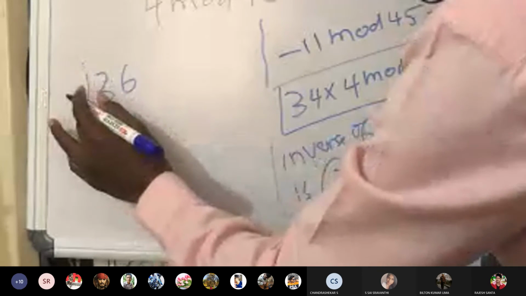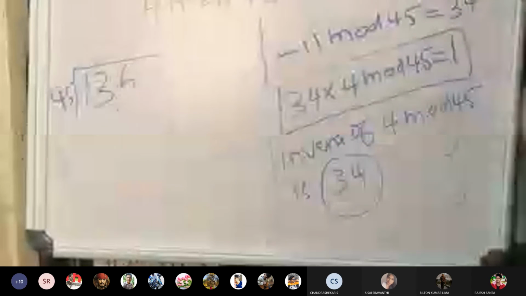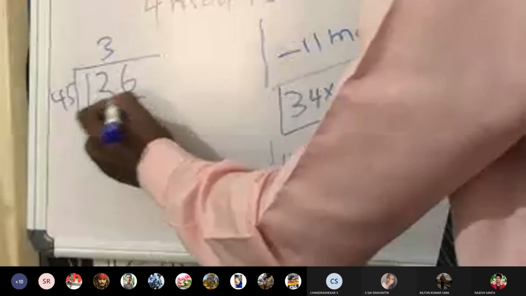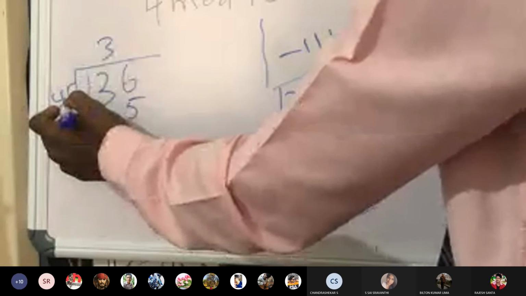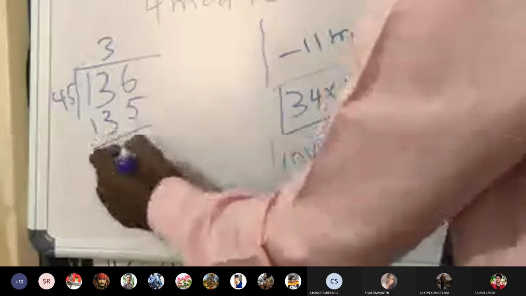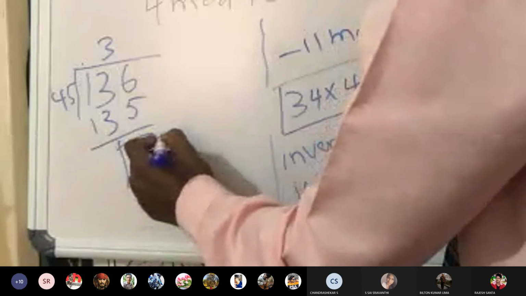If we divide 136 by 45, which number can we put there? If we put 3, 3 into 45 is 135. The residue is 1. Correct? We are correct. This is the inverse of 4.